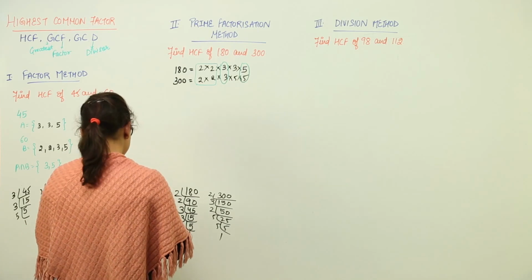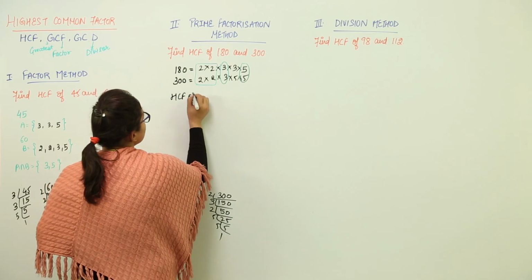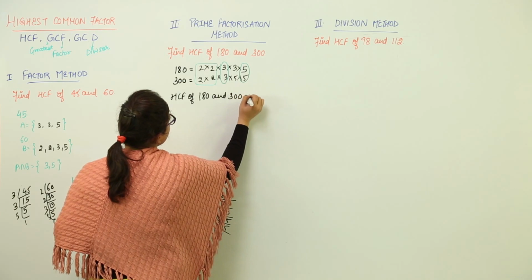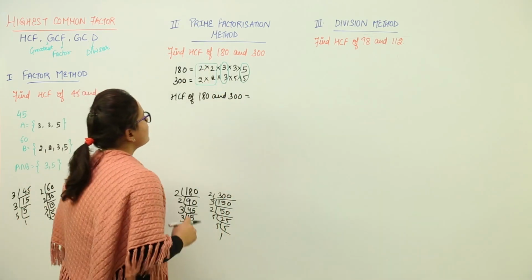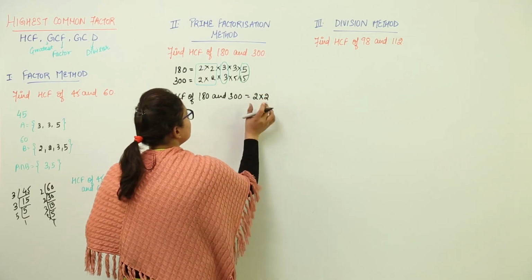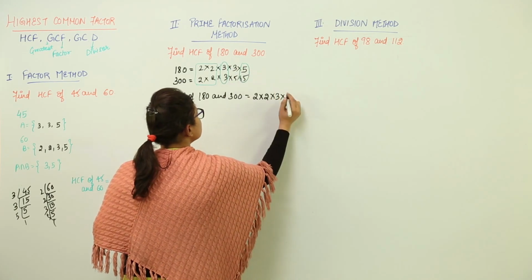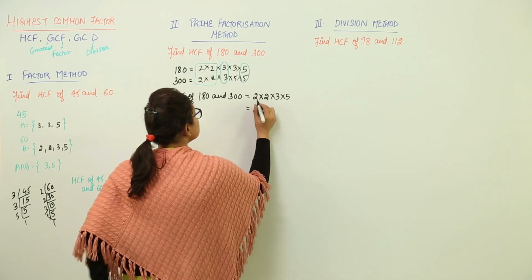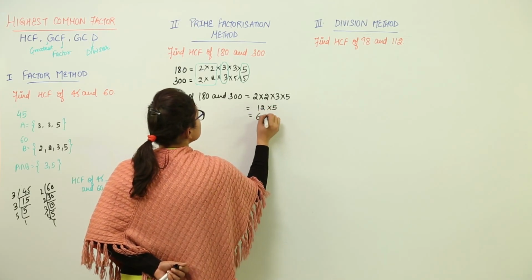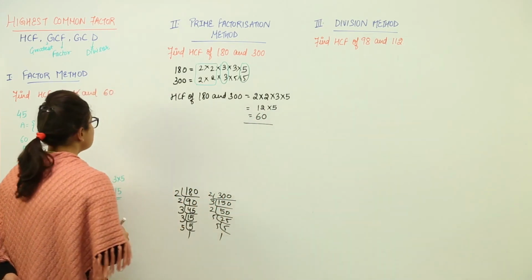So you will write in the next step that HCF of 180 and 300 would be equal to, out of the common factors, we will write them only once. So you will write 2 into 2 only once, out of these you will write only 3, and out of these you will write only 5. So 2 2s are 4, 4 3s are 12, into 5, giving us 60. So the HCF of 180 and 300 is 60.